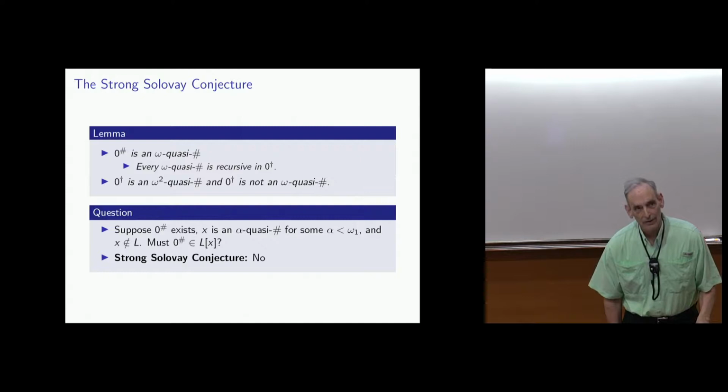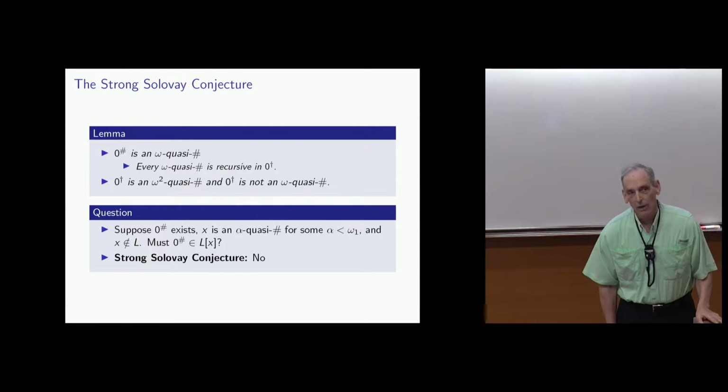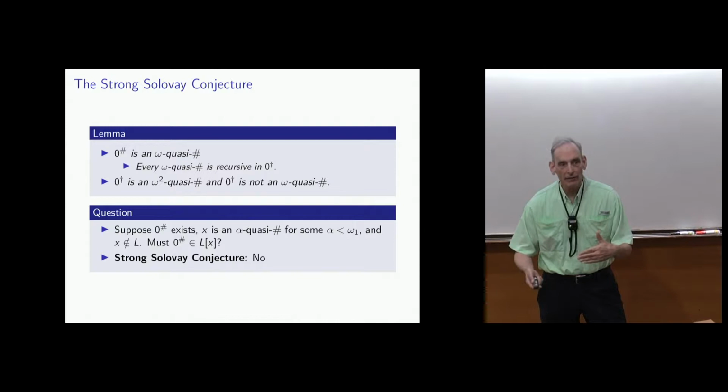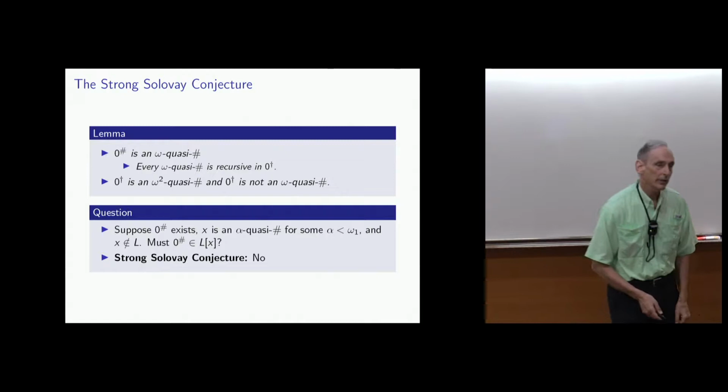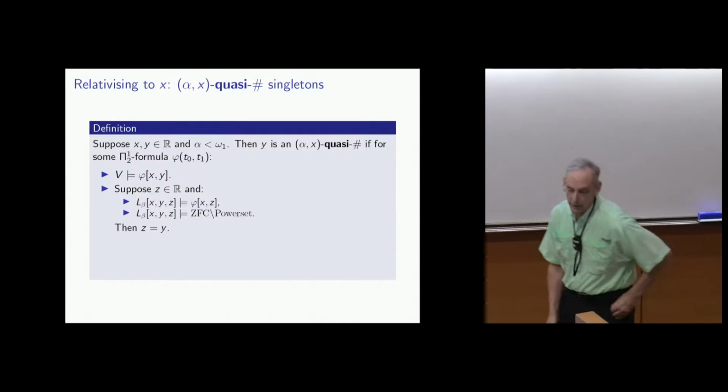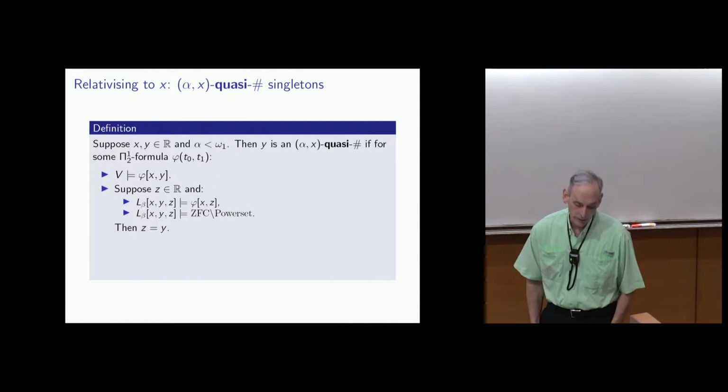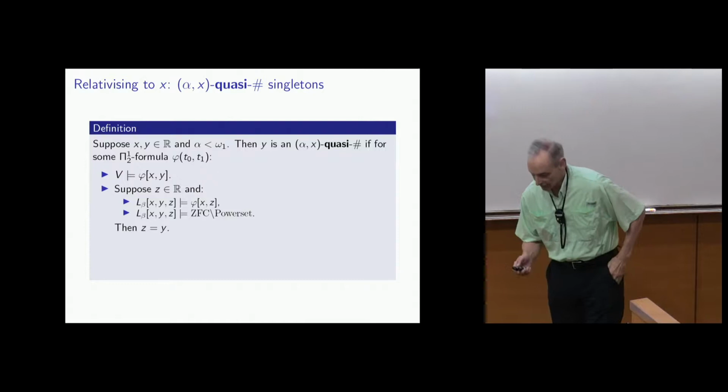If you're going to arrange some class forcing to produce a singleton, well, Friedman did that. But now you have to make sure that singleton is recovered from any set of admissibles of the singleton of sufficient order type. And how do you do that? All right, now we can relativize this to a real and introduce the notion of an alpha X quasi-sharp. So this is just going to be an alpha quasi-sharp relative to X. So it's just the obvious definition.